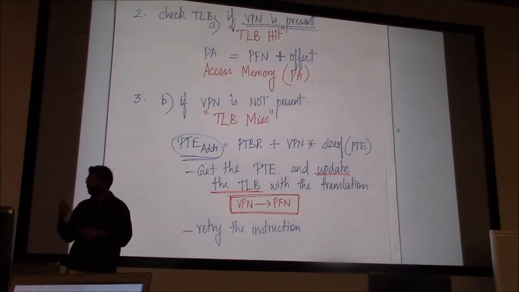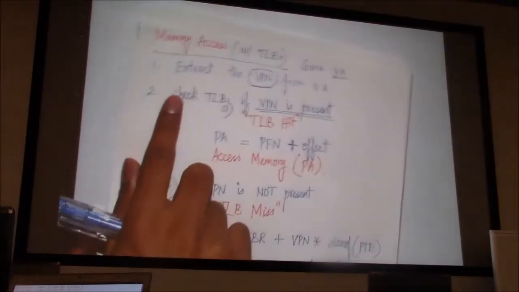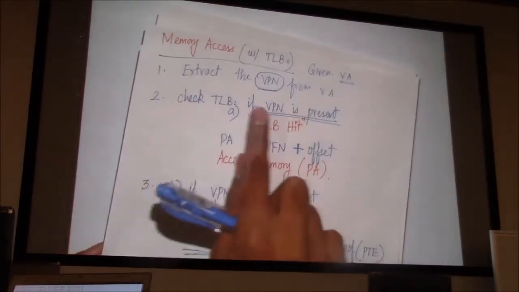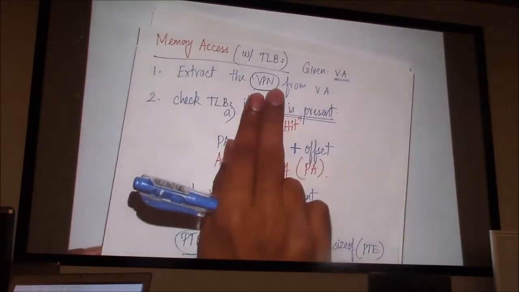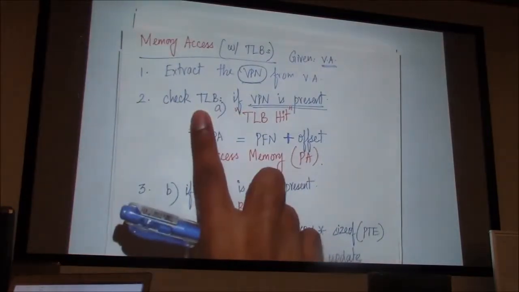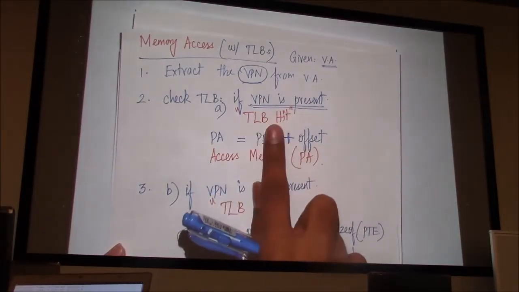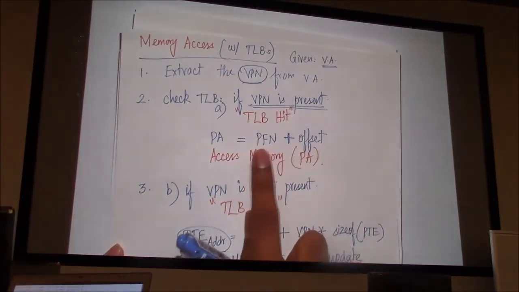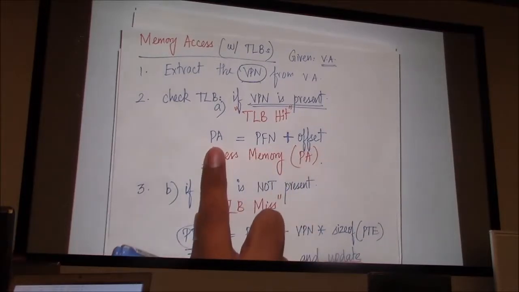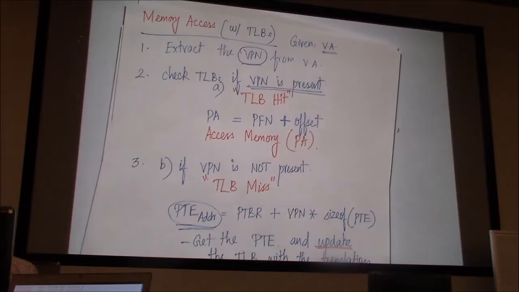And so when that instruction is executed again, we'll come here again. It will extract the VPN from the instruction and see if it is in the TLB. It will be, because we just updated it. And so it's going to be a TLB hit, and then we are going to extract the PFN and the offset, calculate the physical address, and access the memory with that physical address. Makes sense?